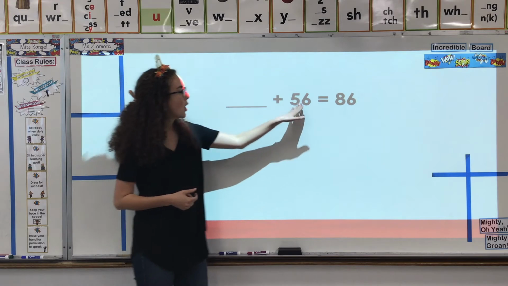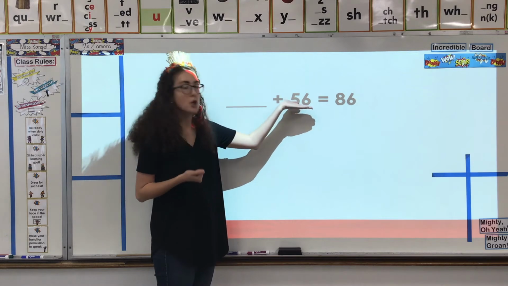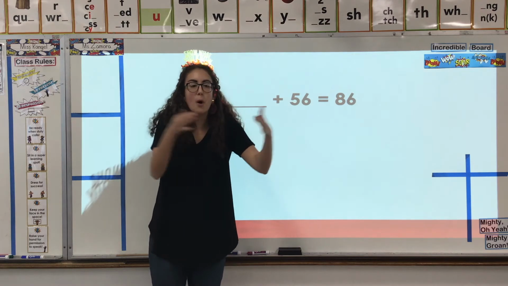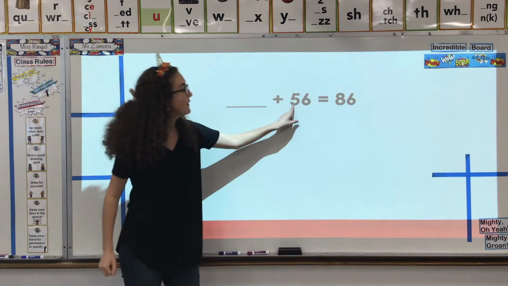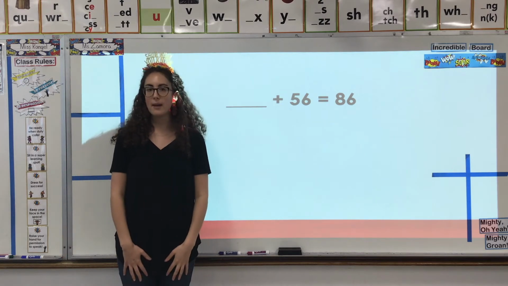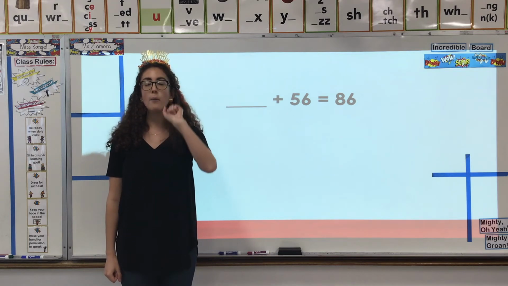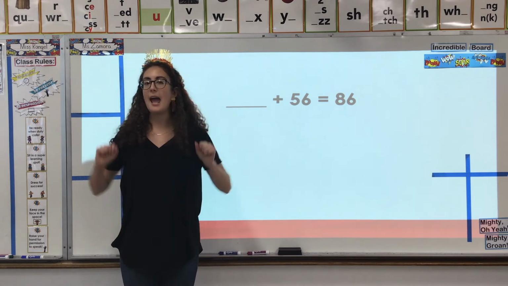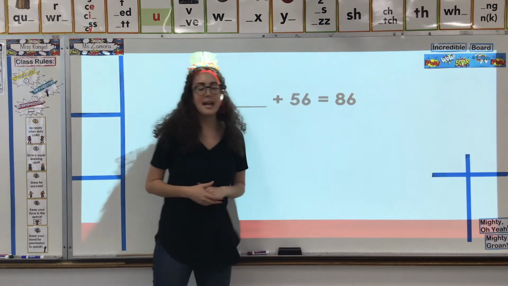So my friends, we're at 56 right now. That's the part we know. How much of this path do we need to find out? We can skip count from 56 to 86 and figure out how many tens we counted. So can you count with me? We're at 56 and we're going to count up by tens each time. We're going to be adding a 10 every single time. And we're going to see how many it takes to get from 56 to 86.